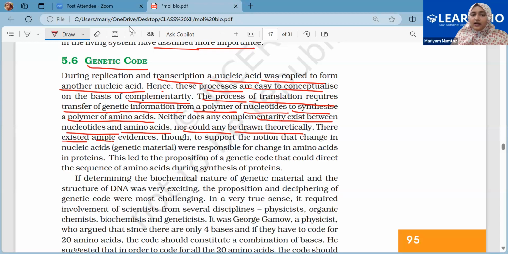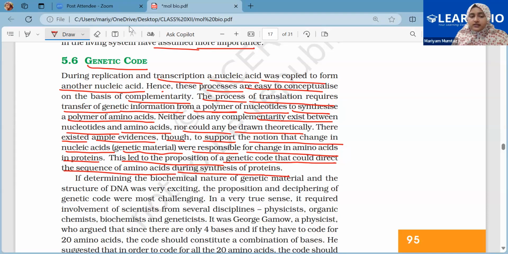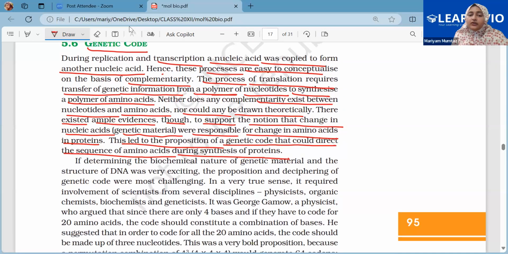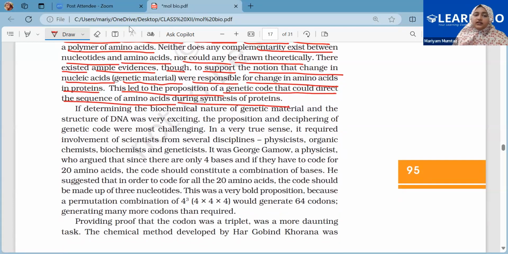There existed ample evidence, though, to support the notion that change in the nucleic acid, that is the genetic material, were responsible for change in amino acids in the protein. This led to the proposition of a genetic code that could direct the sequence of amino acid during synthesis of proteins. If determining the biochemical nature of genetic material and the structure of DNA was very exciting, the proposition and the deciphering of the genetic code were most challenging.